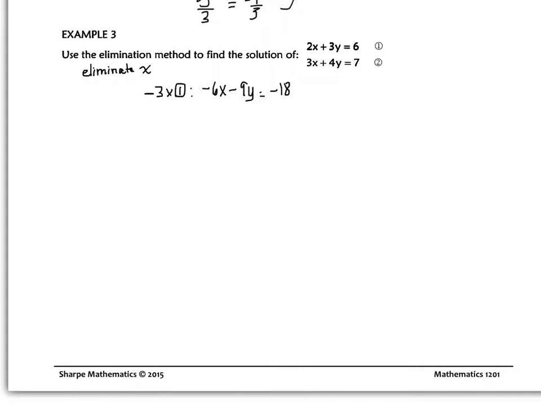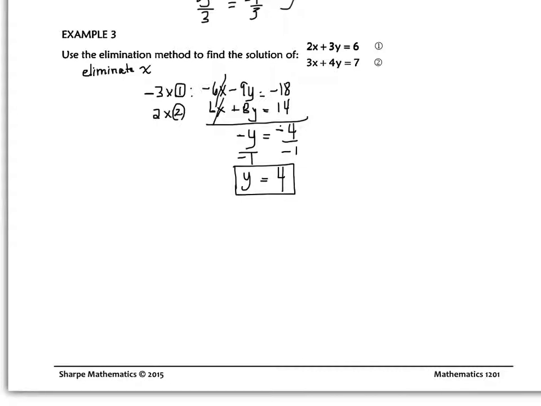Then if I take the bottom equation and multiply it by 2, I will get 2 times 3 is positive 6x and positive 8y and positive 14. So now I've got opposite coefficients in front of x. So when I add the two lines, the x's are going to cancel, and I'm left with negative 9y and 8y is negative y equals negative 18 and 14 is negative 4. So then if I solve for y, divide both sides by negative 1, I'm going to get y equals positive 4.